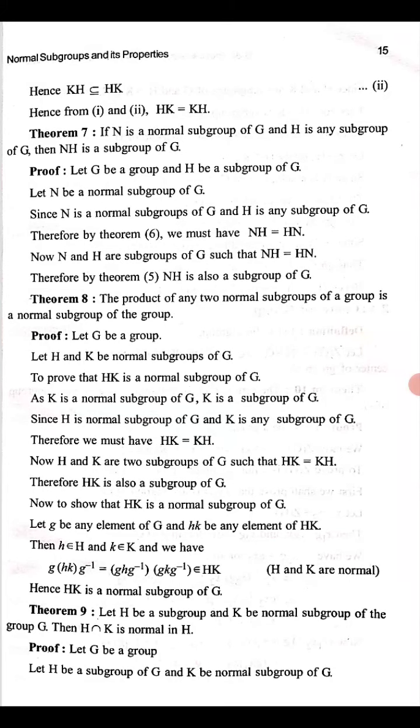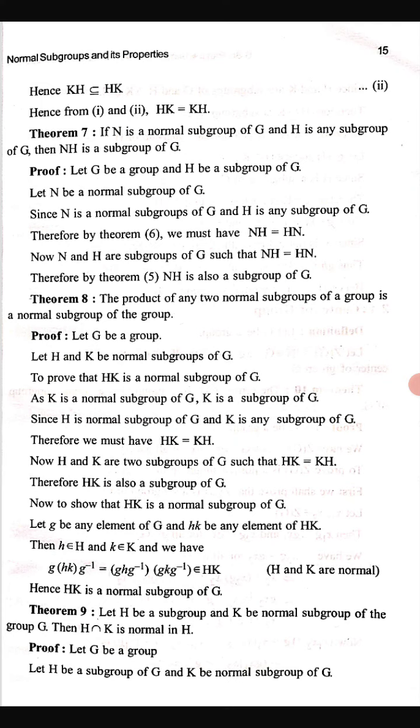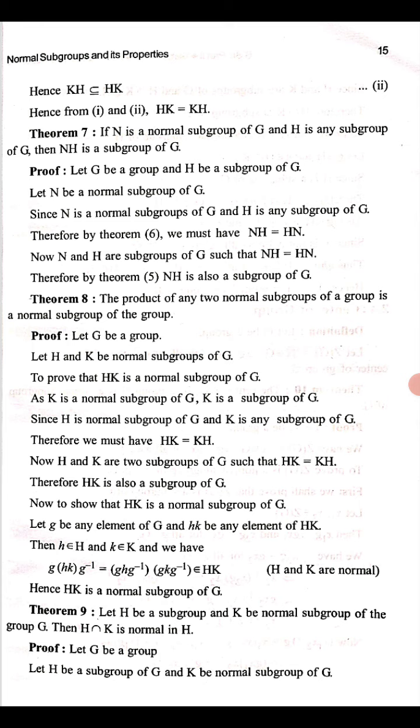This gives equation number 2. Hence from 1 and 2 we get HK is equal to KH. Okay, now next theorem. If N is a normal subgroup of G and H is any subgroup of G, then NH is a subgroup of G.